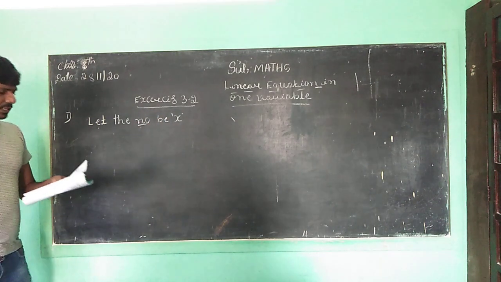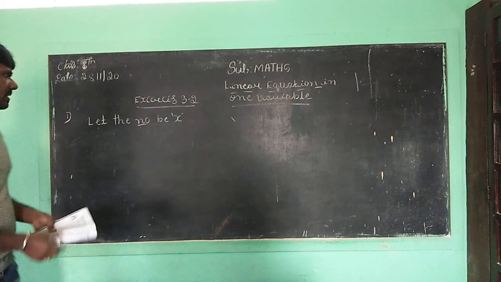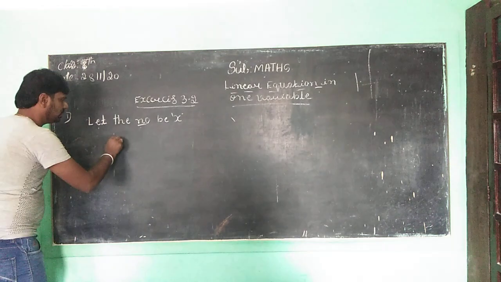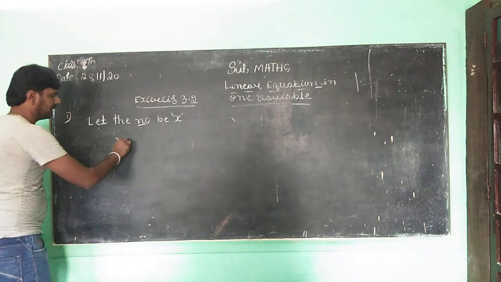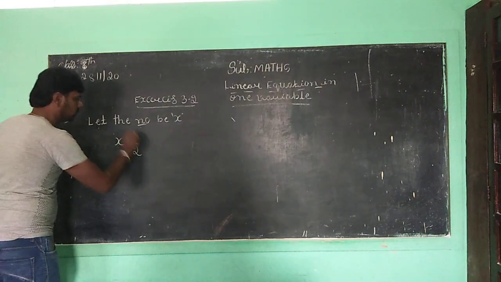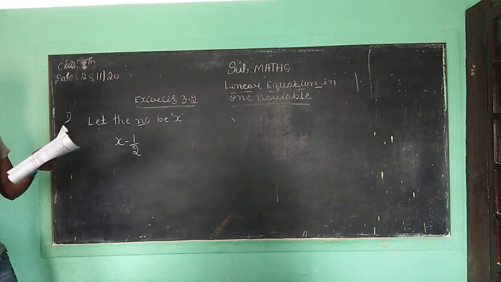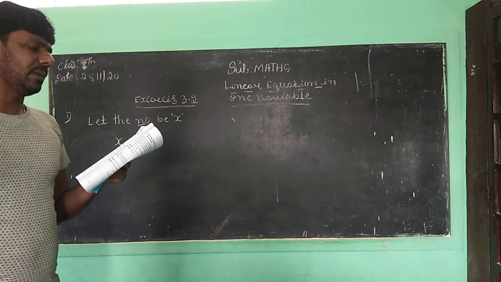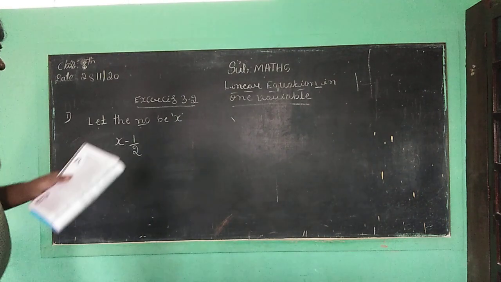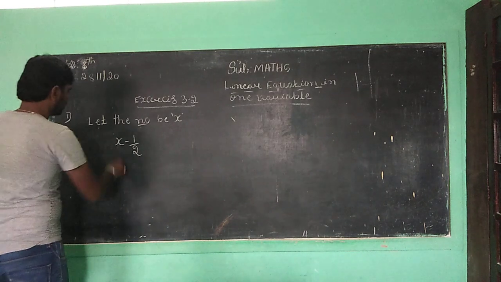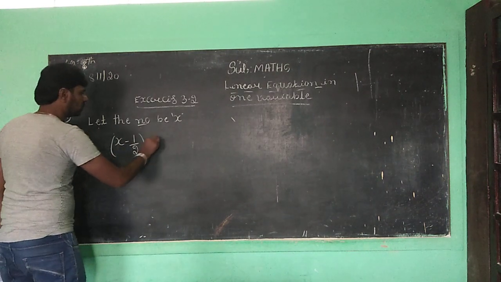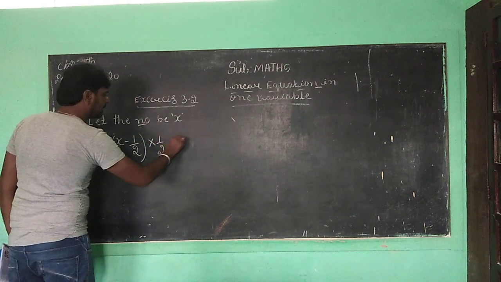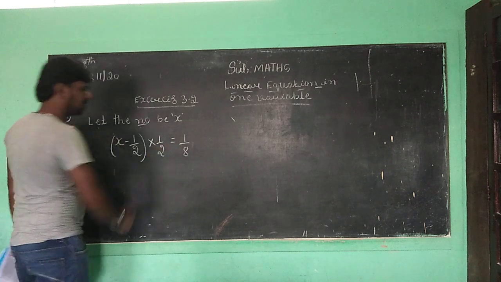We want to subtract 1 by 2 from a number. Correct children? How can we take there also? x minus 1 by 2. Correct children? You subtract 1 by 2 from a number and multiply by the result is 1 by 2. Correct children? How can we take this one? You want to multiply by 1 by 2. The result is 1 by 8.